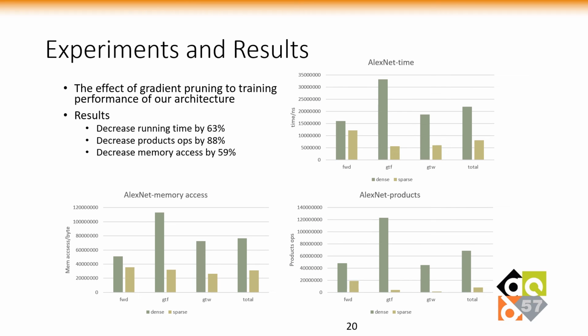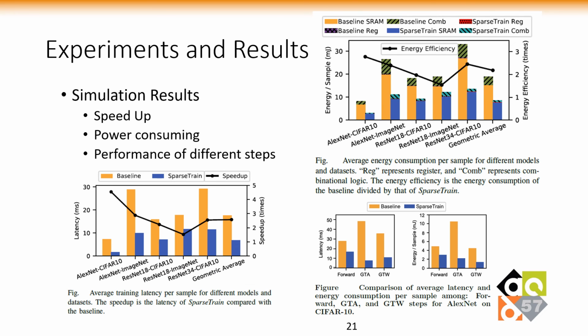For performance, the gradient pruning algorithm can decrease running time, product operations, and memory access by 63%, 88%, and 59% respectively. And overall, in our simulation, our SparseTrain architecture can achieve 2.7 times speed up and 2.1 times more energy efficiency on average.